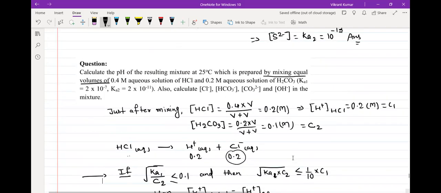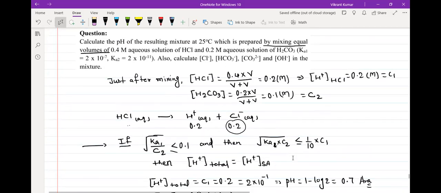बाकी concentration of ion HCl से Cl minus आएगा, it is not having any reversibility, so that's why जितना H plus आया था उतना ही Cl minus आएगा, and that was 0.2. Okay.